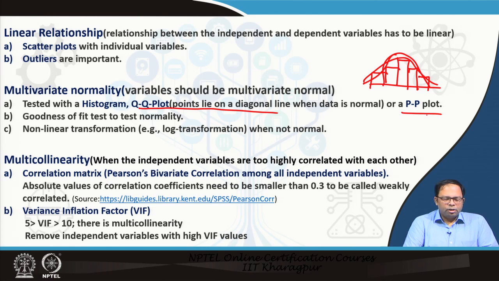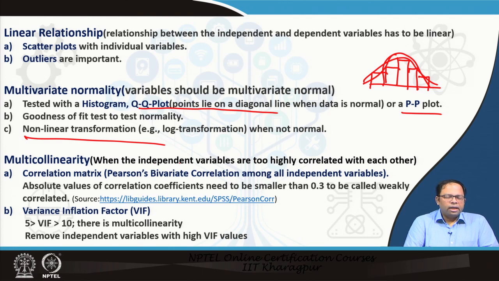There also, if the data lies on the diagonal line, we can say that the data is following multivariate normality. And we also have goodness of fit tests of normality. Sometimes the data may not look normal, but if I do a log transformation of that particular data, which is a nonlinear transformation, then the data can become normal. So, even though the data does not appear to be normal, after a log transformation it could be turned into normal, and then we can use the log transformed variable in our regression equation.